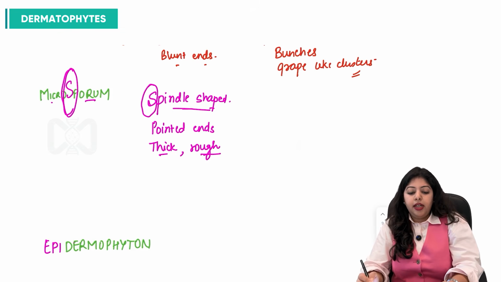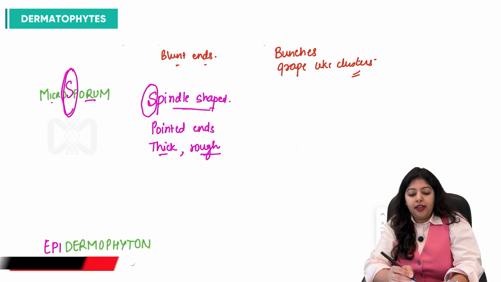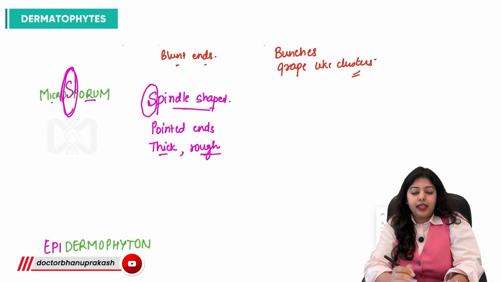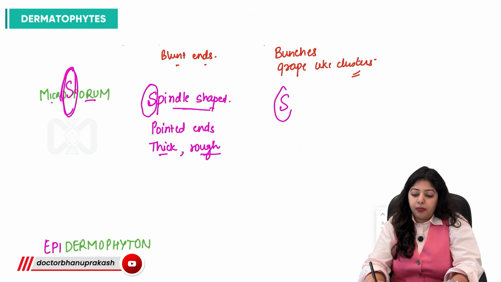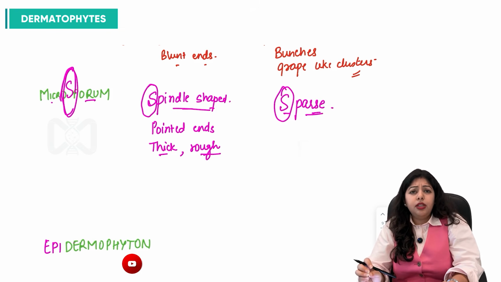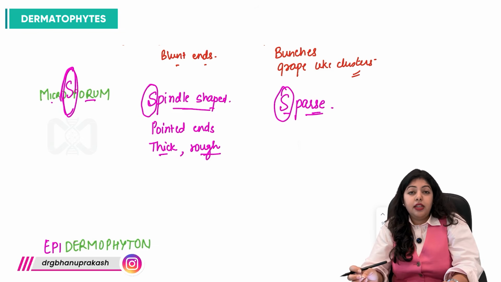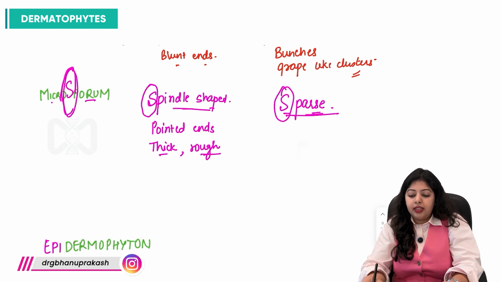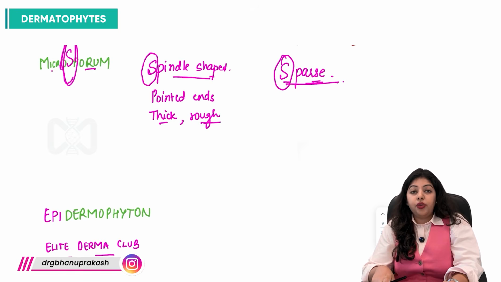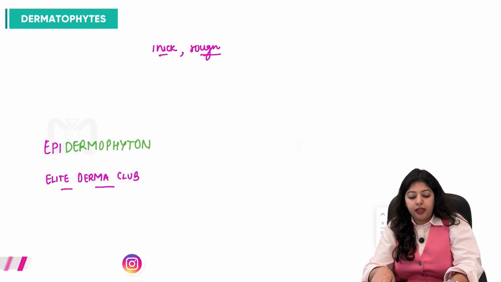And what about the microconidia? Again, remember the letter S. S also stands for sparse, right? So the microconidia would be present, but these are going to be very less in quantity. They might be present in very less amount. So S stands for sparse also. So remember S for sparse for microconidia of Microsporum, right?